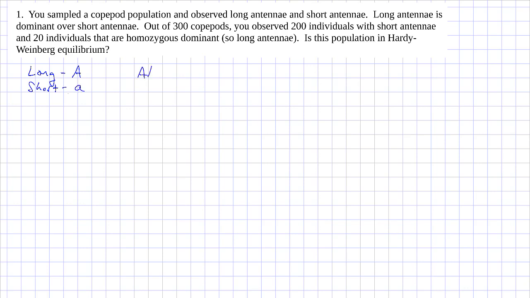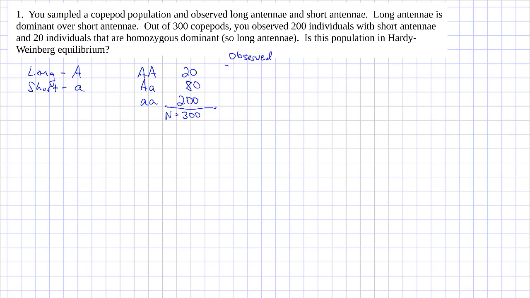In our question, I told you that we observed 20 homozygous dominant individuals and 200 recessive individuals. This is out of a total population size of 300. Out of that 300, I already have 220 individuals accounted for, which means we have 80 heterozygote individuals. Now, from this information, I can calculate our observed.